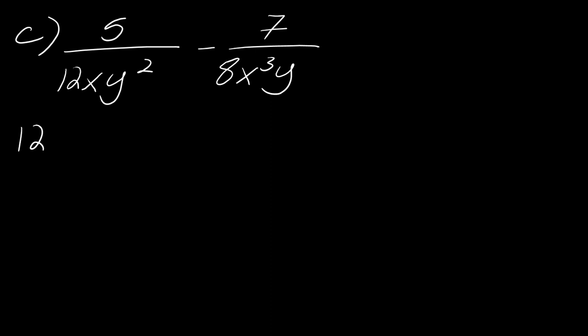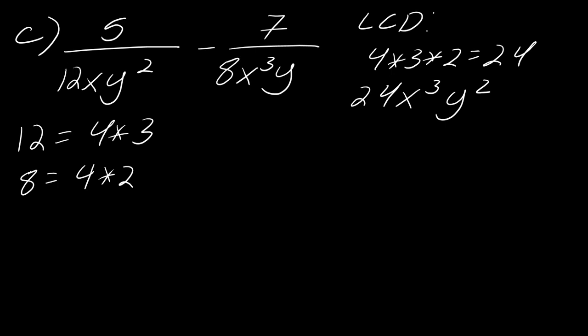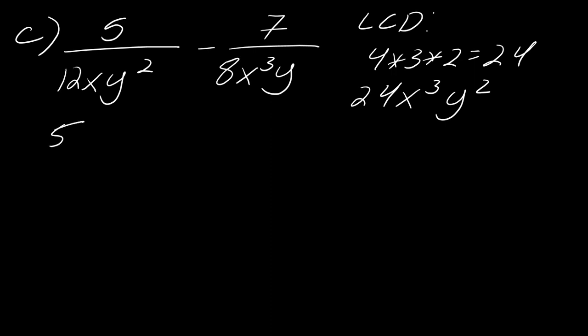Okay, so in this case, the largest number that divides into 12 and 8 is 4. So 12 is going to be 4 times 3. 8 is going to be 4 times 2. So for the number part of my LCD, that's going to be 4 times 3 times 2. So that's 24. So my LCD is going to be 24x cubed y squared. Okay, cool. So I will get rid of this other information, and now we can go ahead and move forward with the problem. So I like to do everything just in the problem, but if you chose to do it a different way, that's totally fine.